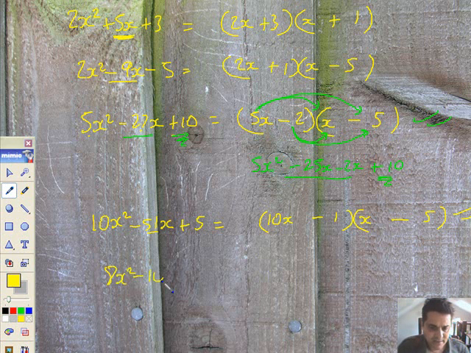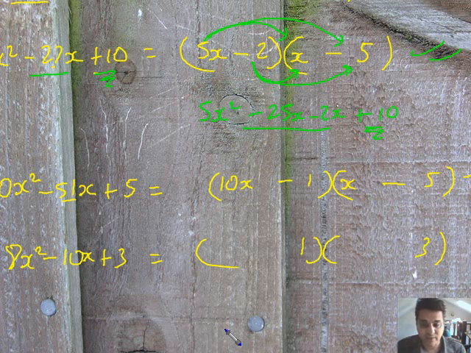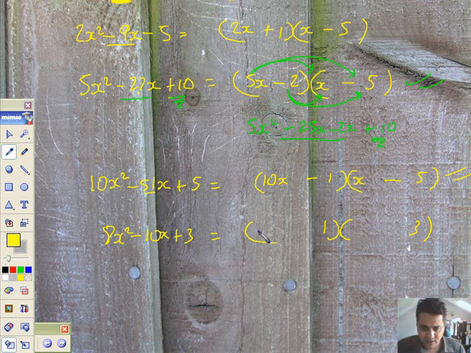8x squared minus 10x plus 3. Well, the trouble with even numbers is they're even, and there's loads of ways of splitting them up. The only thing I can't change is this 3, so I know I've got to go 1 times 3. Now, what about this 8? I could go 8x and x. I'm inclined to go 4x and 2x. Why is that? Because 4 times 3 is 12, and 1 times 2 is 2. 12 and 2, I can get a 10 out of that. And please look, it's going to be negative 10x.